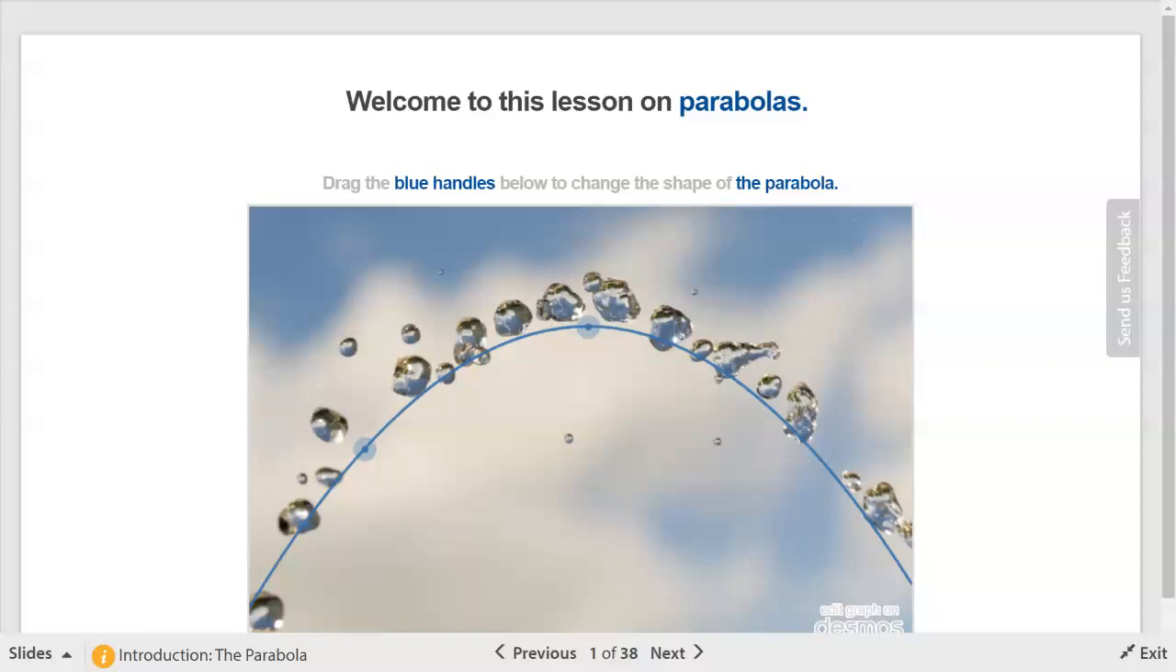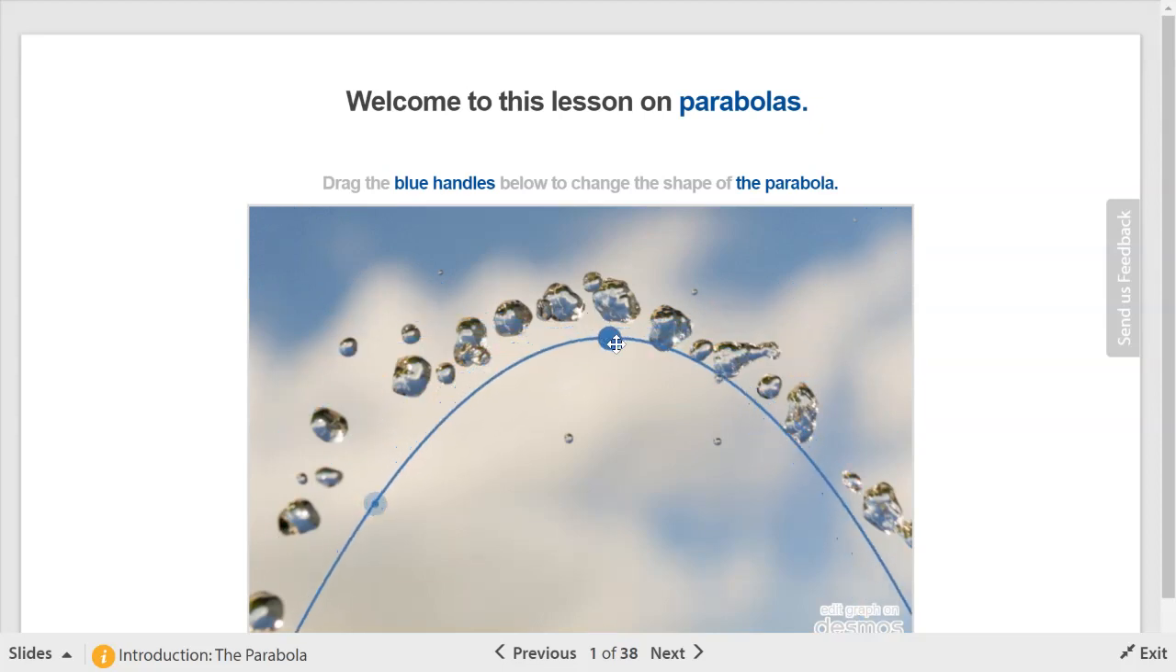So looking at this screen over here, you can see it says welcome to this lesson on parabolas. Drag the blue handles below to change the shape of the parabola. So if I go to these blue handles over here, you can see I can change the shape of the parabola. A parabola can be a smiley face, and sometimes it can be a sad face. And this over here is a turning point.